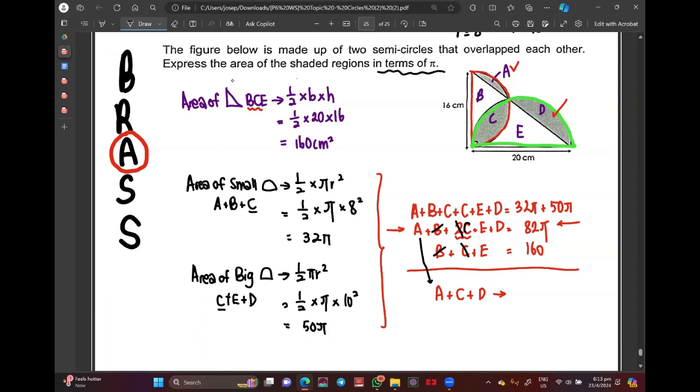Can you see this C over here? Right? E and E, I must cancel, right? So D comes down to here. C comes down to here. Am I making sense? So you basically have to just do 82 pi minus 160, because one is pi, another one has no pi, you cannot go and minus, so therefore you're just going to put centimeter square, and this is your answer for this question.